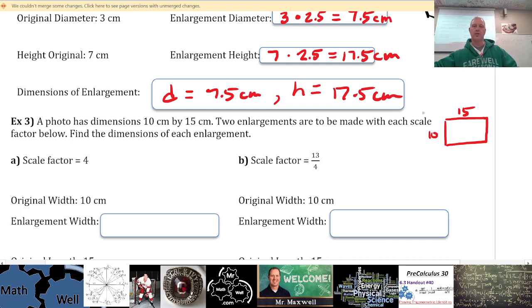All right. I'll do the first one with you, and then I'll get you to do the second one on your own. So 10 by 15, that's going to be enlarged, and so the scale factor is 4. So what we do is we take each dimension on the original, and we multiply it by the scale factor. So that's going to be 40. Okay, so the original width is 10 centimeters. The enlargement width is 40.